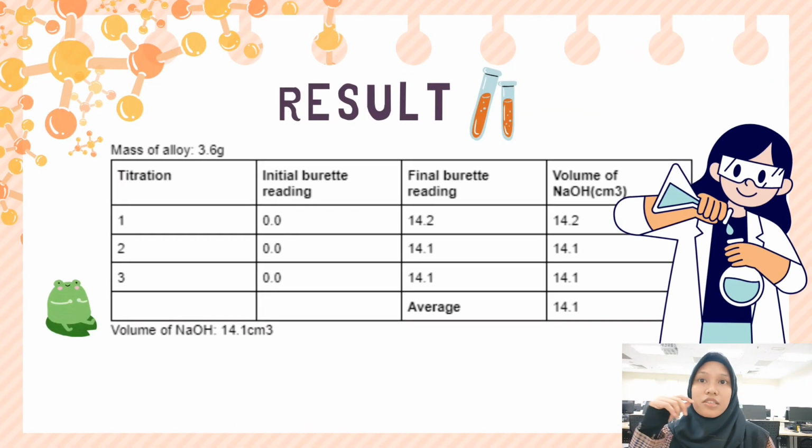So here are the results of the experiment to be analyzed, in which the actual accurate weight of the alloy mixture is 3.6 grams. We repeated the experiment 3 times, so we got 3 readings, which give us the average volume of sodium hydroxide, which is 14.1 cm³.